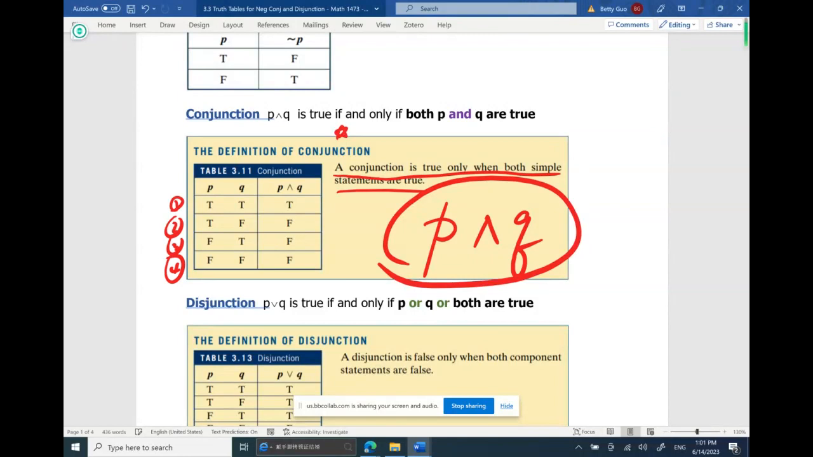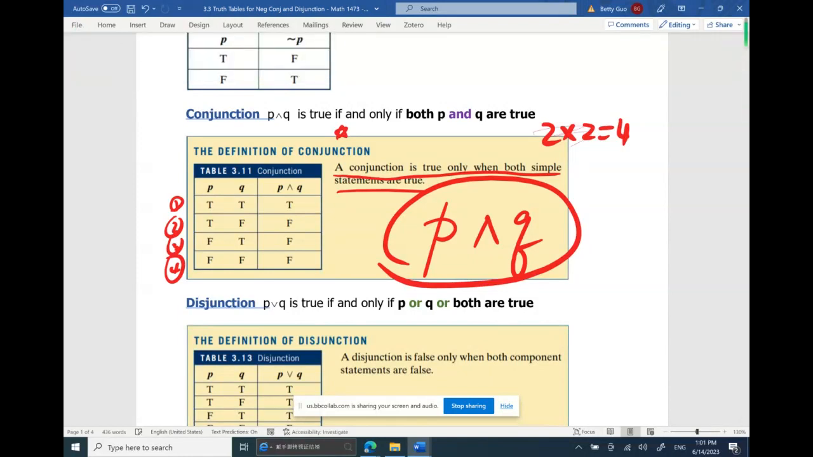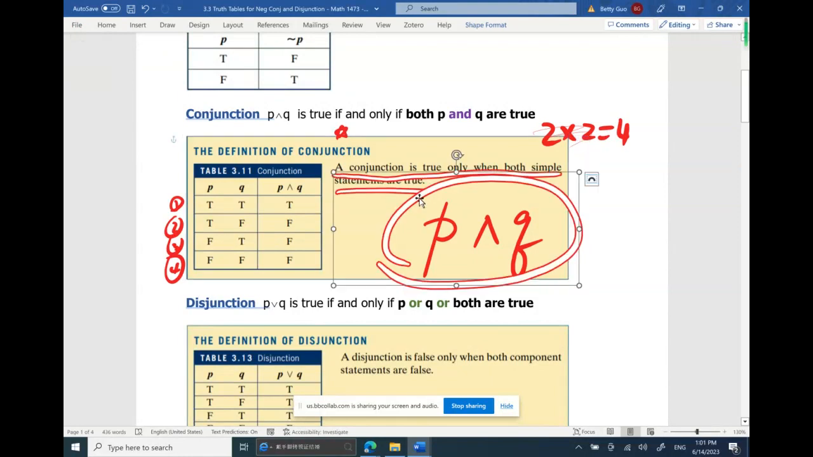Because P could be true or false, so two possibilities. Q could be true or false, two possibilities. By the fundamental counting principle, 2 times 2 is 4. That's how we know we have four cases. So please always follow the order of the four cases.